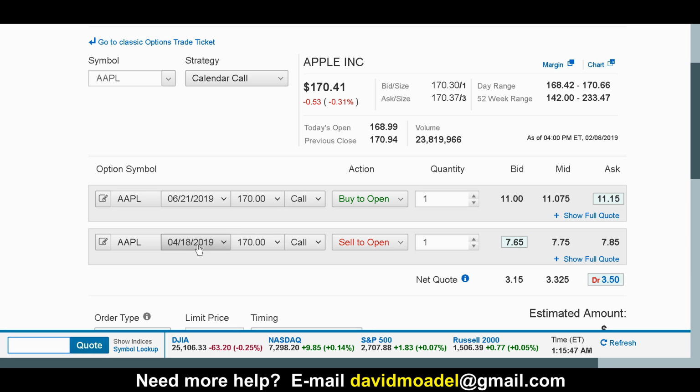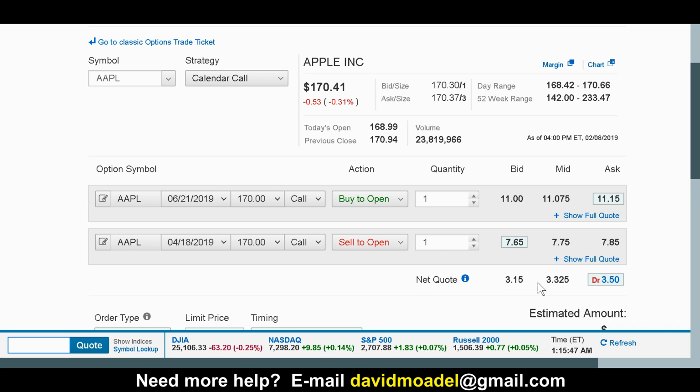In this example, right now it's February 10. I'd be buying a June call at the money, approximately, so let's say four months out. Then, to reduce my cost basis and make it cheaper, I'd be selling the April call at the same strike price. The one I'm buying is around four months out, and the one I'm selling is around two months out.